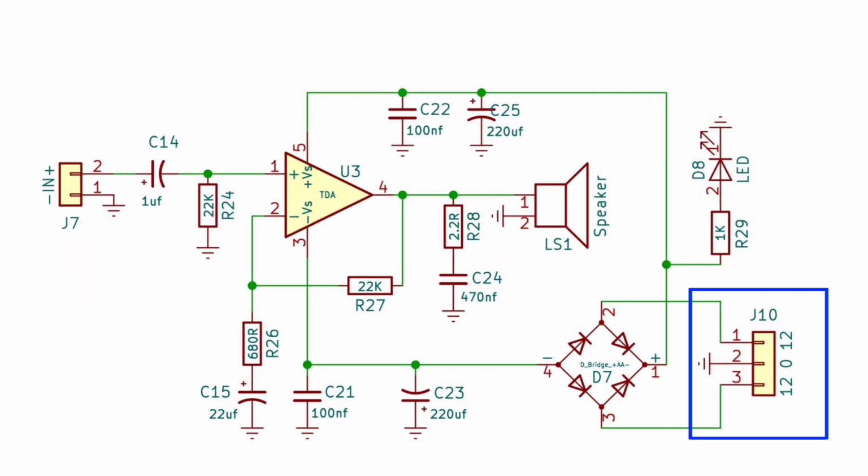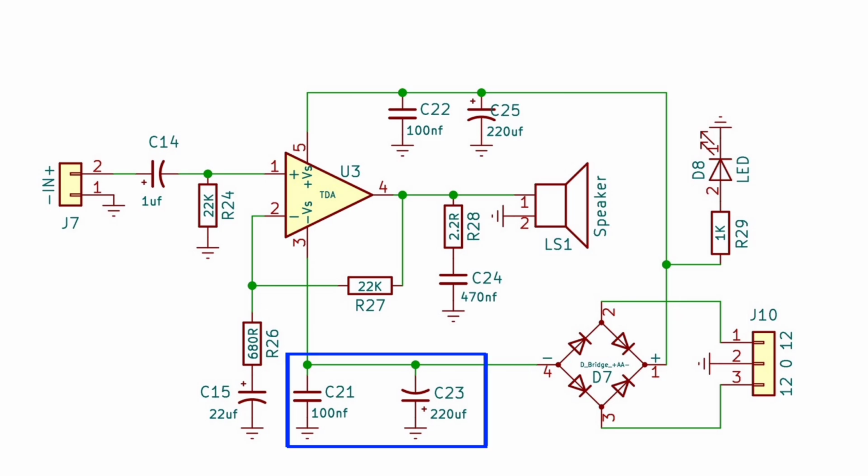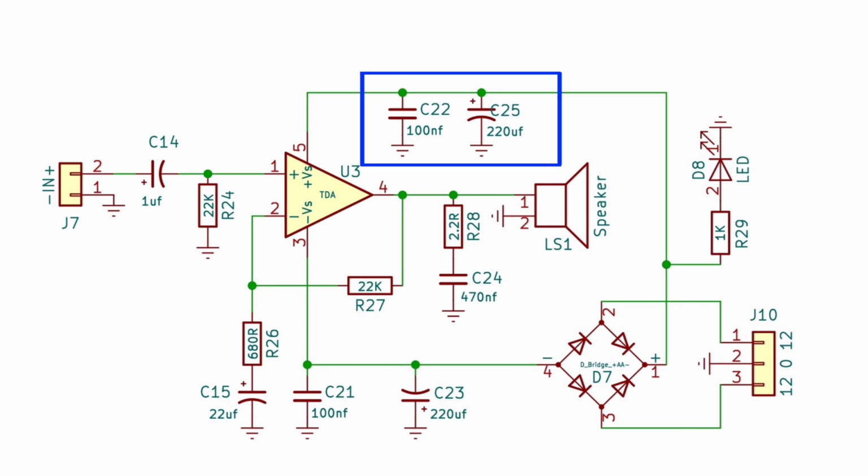This amplifier circuit can be powered by a 12-12 transformer with a minimum rating of 2 amperes. The bridge rectifier is needed to convert AC to DC, and should also be at least 2 amperes. These two filter capacitors are for negative to ground, and the same two filter capacitors are for positive to ground.